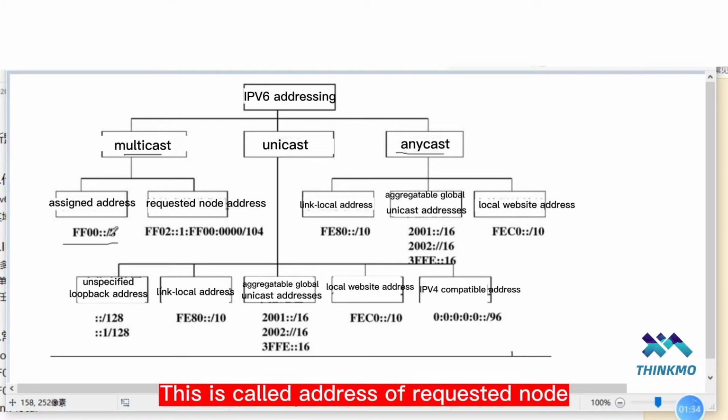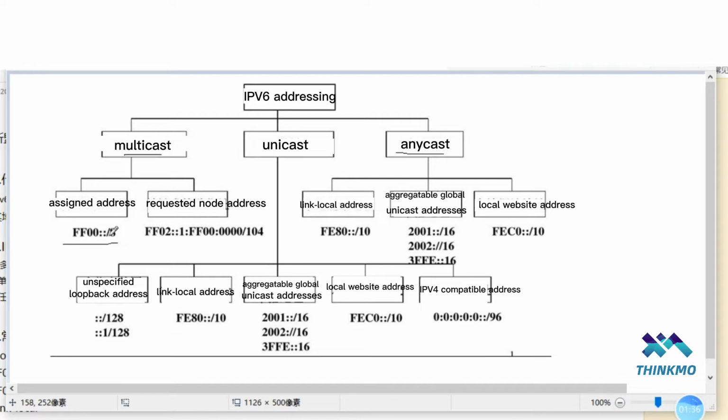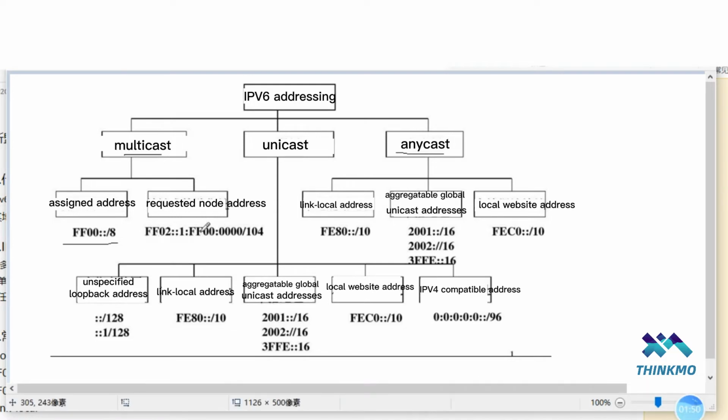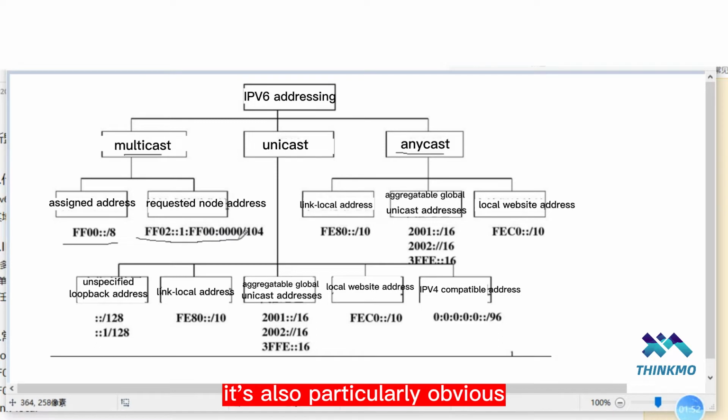This is called the solicited-node address. What's the difference between this and a multicast address? Again, it starts with FF, but 104 bits are fixed. The specific application of the solicited node is also particularly obvious. IPv6 has many uses, so we'll talk about that later, the purpose of the solicited-node multicast address.